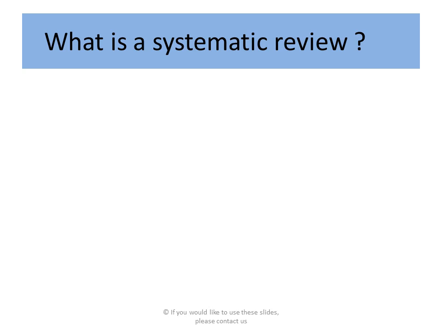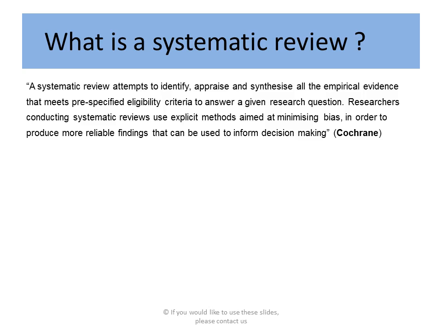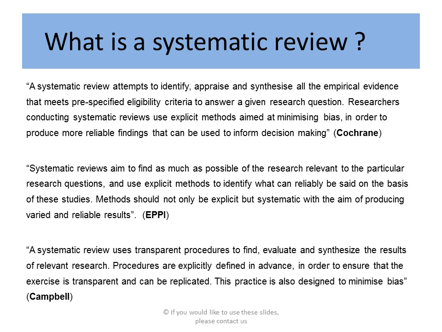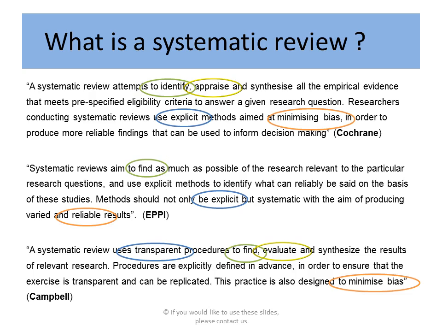Here are 3 definitions of what a systematic review is, from the Cochrane Library, the EPPI-Centre, and the Campbell Collaboration. You can see the similarities and the key features amongst them. Finding, searching, using transparent, explicit methods, appraising, looking at the quality, minimizing the bias, i.e. being reliable, and bringing the evidence together. What can be said about all the studies?